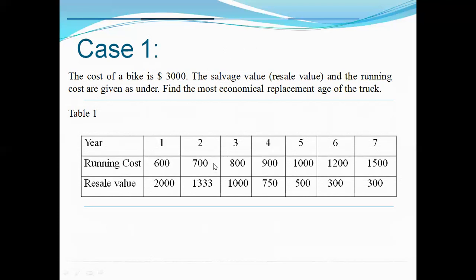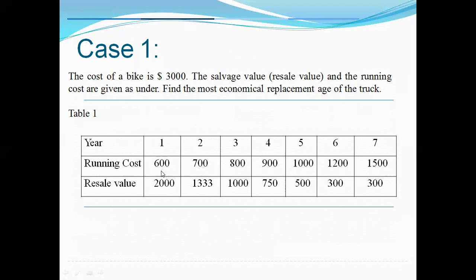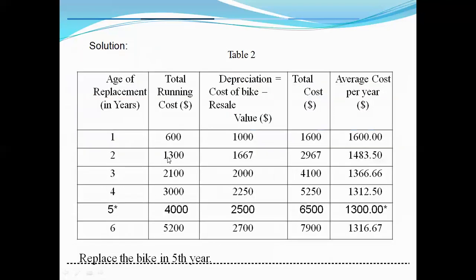In the second year, 700 has been charged, but for the same vehicle in the first year, 600 was also charged. So up to the second year we have to calculate 600 plus 700, that is 1300 we have spent. That is the total running cost. So total running cost for 2 years: first year 600 and second year 700, so 600 plus 700 is 1300. Total cost up to 2 years we have spent is 1300.